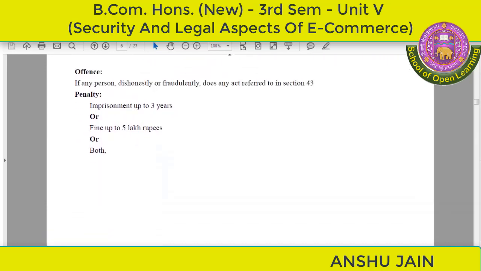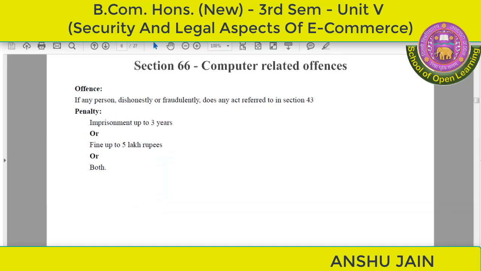Then we have section 66 which is related to the computer related offenses. यहाँ पर क्या है? If any person dishonestly or fraudulently does any act which has been referred to in section 43, which we discussed अर्लियर, सेक्शन 43 में जितने भी एक्ट रेफर किए हुए थे उसमें कोई भी इंडिविजुअल जान के कोई भी अगर इस तरह का कोई काम करता है, then he will be liable for the penalty which may be the imprisonment up to 3 years or a fine up to 5 lakh rupees or both penalties may be levied on the person.